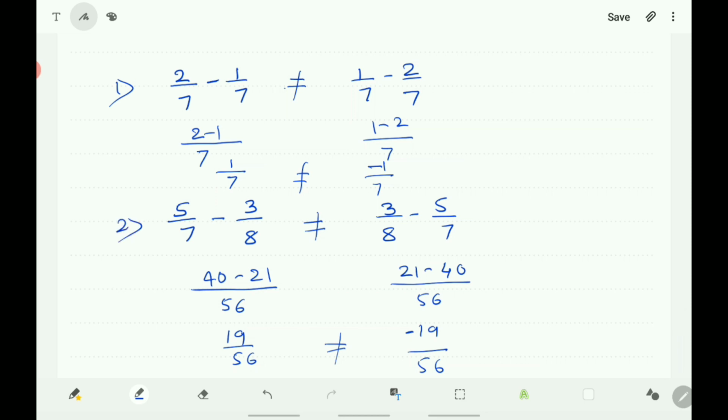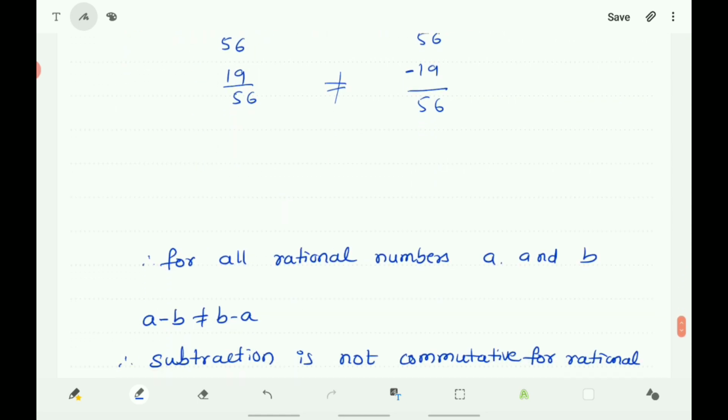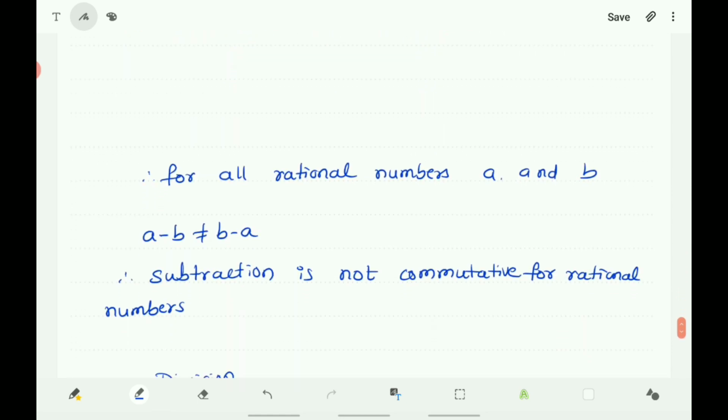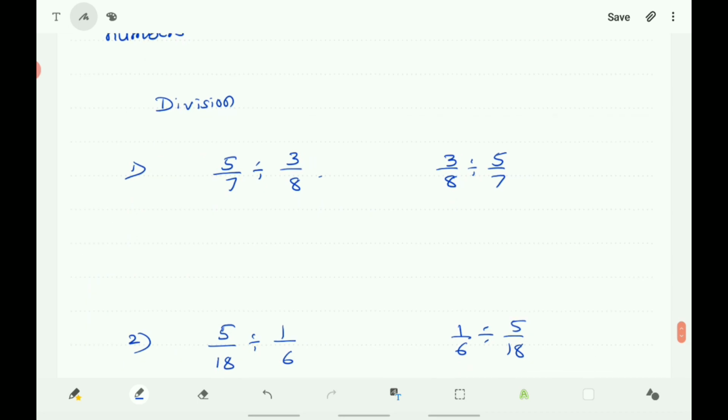With the help of these two examples, this is the first one, this is the second one, you can conclude that subtraction is not commutative. That is, for all rational numbers a and b, a minus b is not equal to b minus a. Therefore, subtraction is not commutative for rational numbers. Now, let us verify for division.